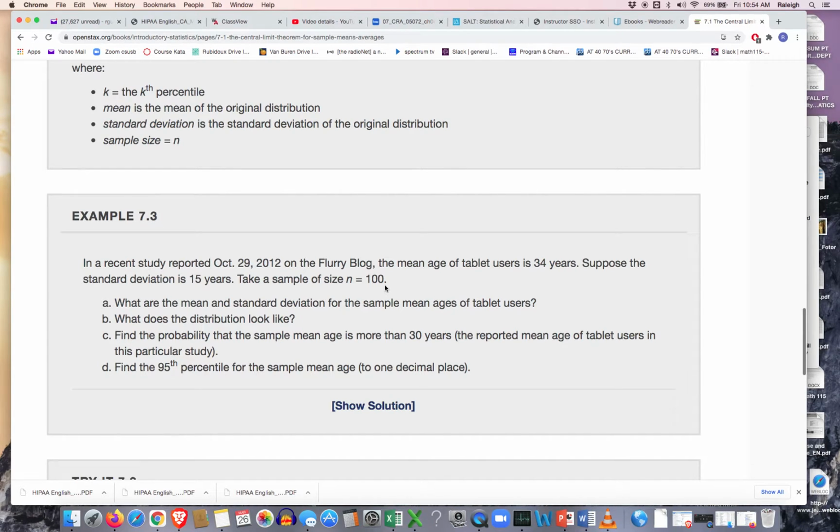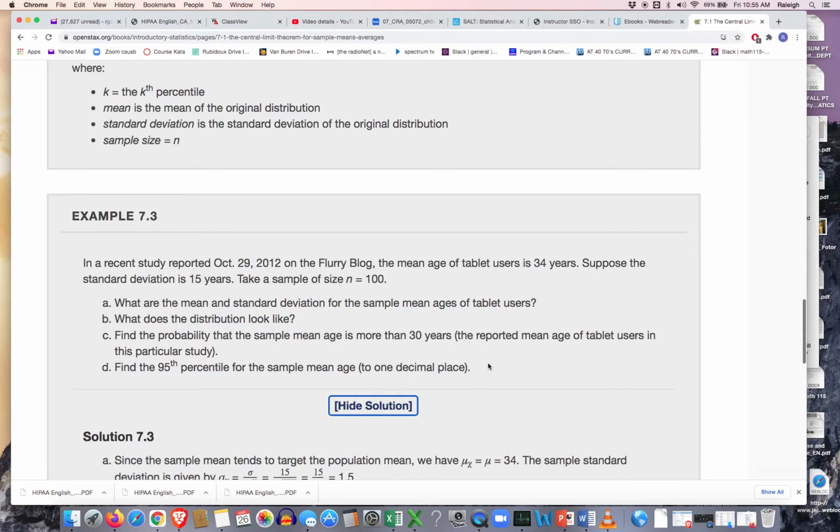So for small sizes with unknown distributions, that would be a bit of an issue. Well, anyway, part C, some math here finally: find the probability the sample mean age is more than 30. Well, 34 is the average, so that's going to be more than half for sure, the reported mean average age of tablet users in this study. So we'd have to get the z-score, and I'll show the solution.